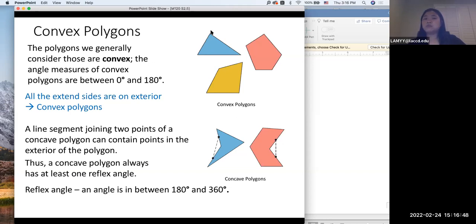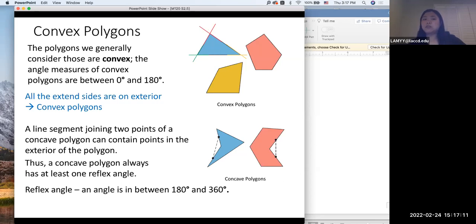For example, this is the triangle, right? I try to extend the side here. Okay, I extend it, and then you can see the line here. Extend here, here, here, here, here. You can see all the lines that I extended are always on the exterior. It's not in the interior.